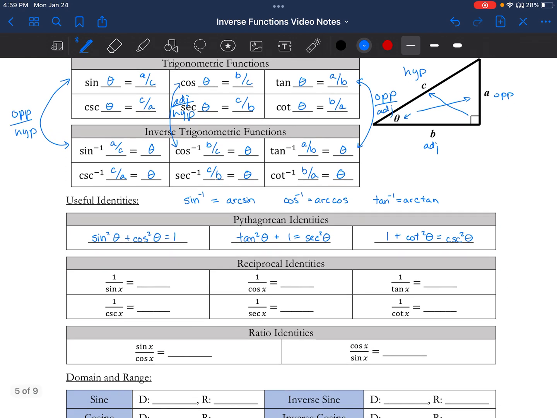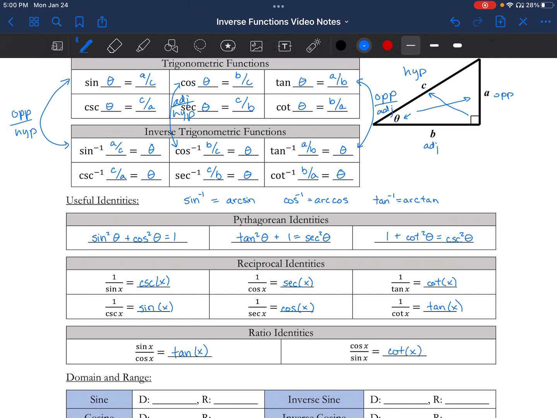Some of the other identities that are important are reciprocal identities. I already mentioned 1 over sine is actually cosecant x. The same thing as 1 over cosecant, it just switches back to sine of x. Cosine's reciprocal is secant. If you do 1 over secant, you get back to cosine. If you do 1 over tangent, you get cotangent, and if you do 1 over cotangent, you get tangent. The other identities that I think are important are the ratio identities: sine over cosine is actually tangent of x, and cosine over sine is actually cotangent of x.